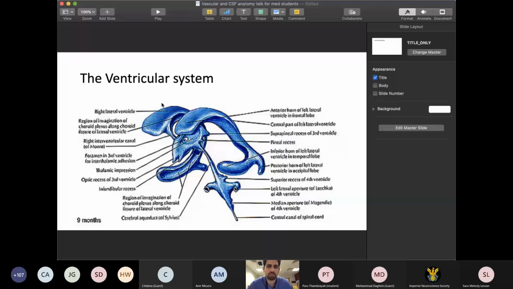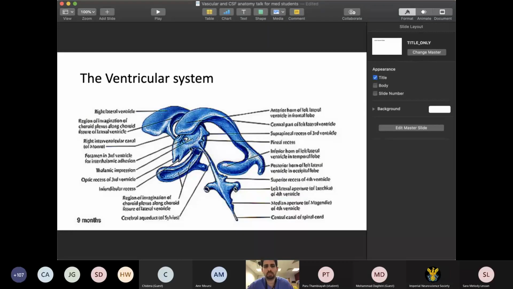So the roof of the lateral ventricles is the corpus callosum. The medial wall of the lateral ventricles is the septum pellucidum. At the base of this, the ceiling of the third ventricle, are your fornices as they come round and then form the mammillary bodies just posterior to the third ventricle.